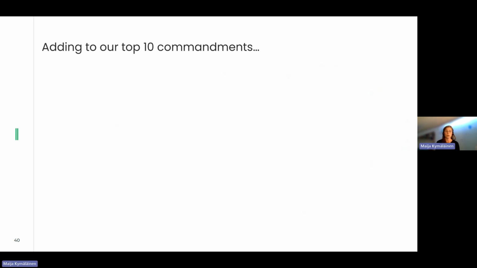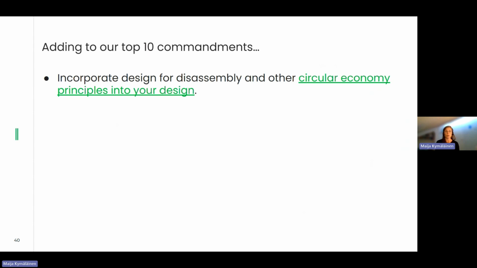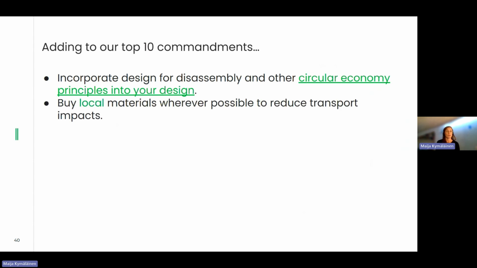So these are our top 10 commandments, but there are, of course, many, many more. So including many innovative designs and products, or applying some of the following practices. So for example, this design for disassembly, as I did mention already, and also other circular economy principles. So here is a link also attached to our 10 commandments for circular economy. So be sure to check that out. It is a good practice to buy local materials whenever possible to reduce transport impacts.